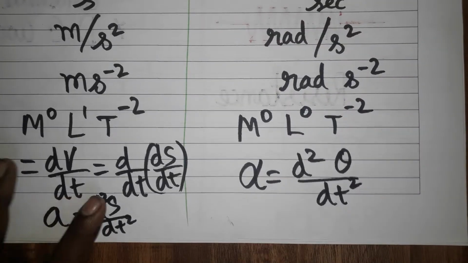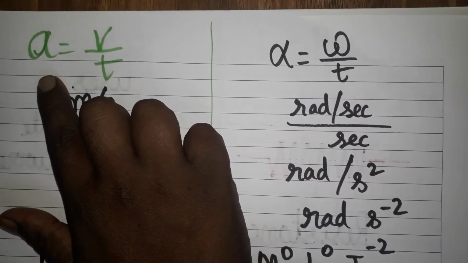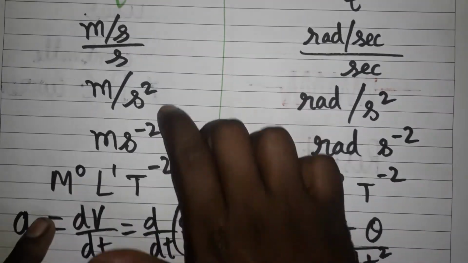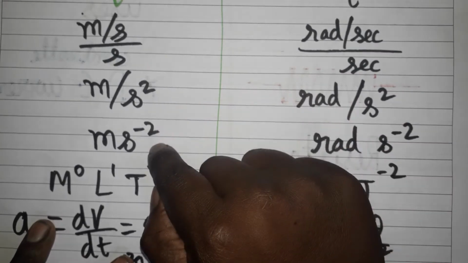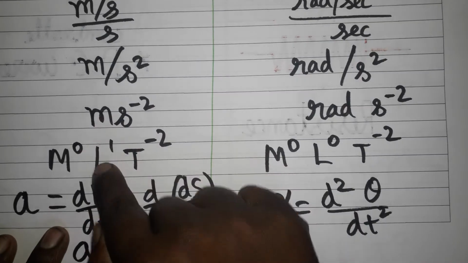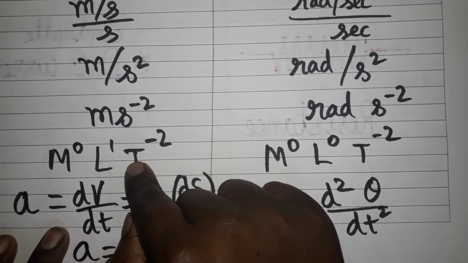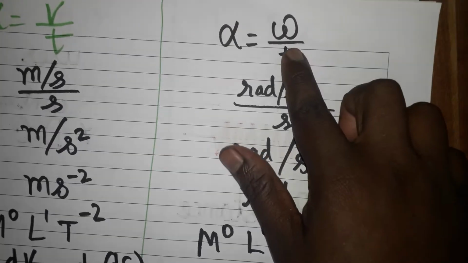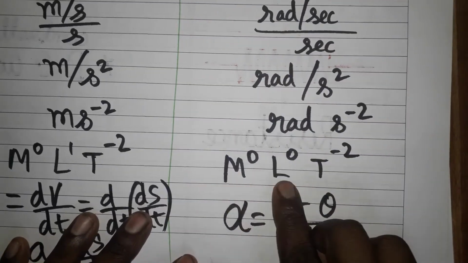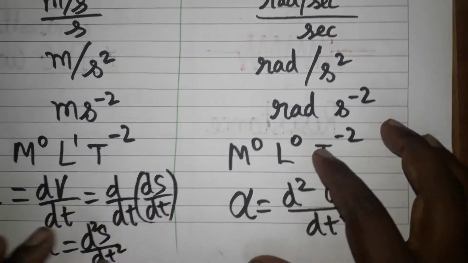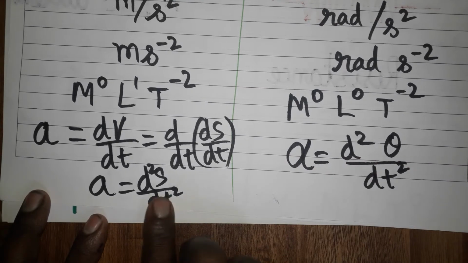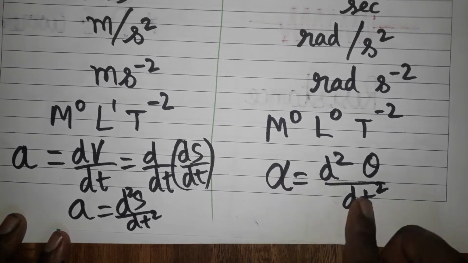Now linear acceleration is linear velocity by time, meter per second, second square. Taking the denominator to the numerator, second minus 2. The dimensional formula for linear acceleration is M0, L power 1, T power minus 2. Angular acceleration is radian by second square, radian second minus 2. M0, L0, T power minus 2, radian doesn't have a dimensional formula. Linear acceleration we can also write like a two-time differentiation. Angular acceleration we can also write like this.